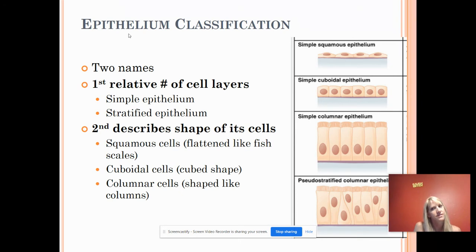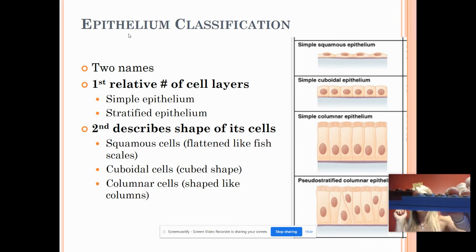Columnar, what shape do you think that is? Column shape. See? Not rocket science. You got this. And so the first name is whether it's one layer, simple or stratified. Simple means one layer. These are really hard to get apart, so I'm just going to leave them together. Simple is one layer thick, like this. Stratified is 2 or more layers thick.